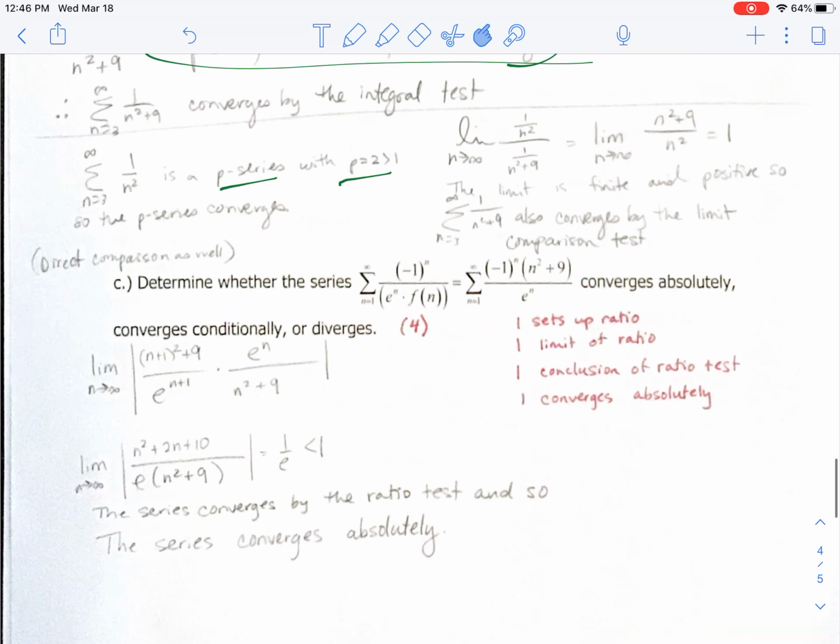Part C, one thing that I noticed a lot of people were trying to do is use the alternating series test. You do in fact have an alternating series here, but you always want to check for absolute convergence first, and if you can prove that, there's no need to do the alternating series test. You can just say it converges absolutely, and that's exactly what happens here.